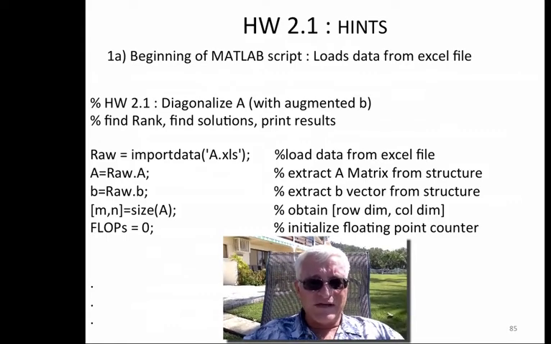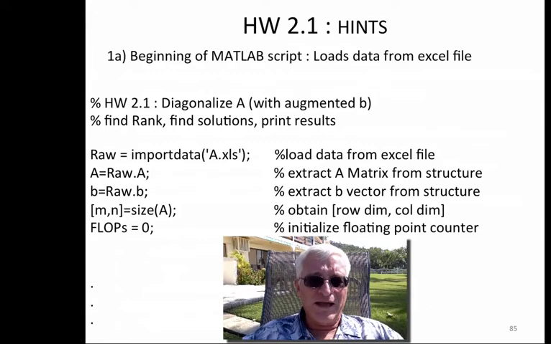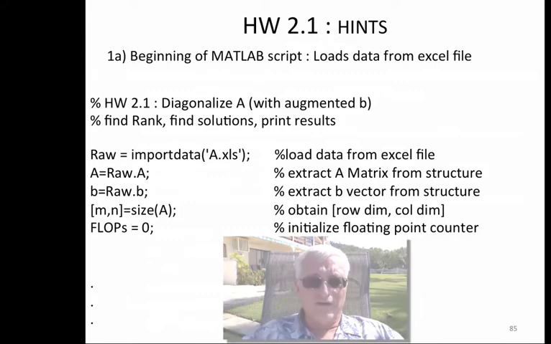Do find out what the size is of matrix A. I've said M and N there, but it better be square because you're going to be solving this thing. And then initialize your flops variable to 0 before you do anything else. Okay, so that is the initial part of the homework submission that you'll be having. And everything else you need to do goes directly below these lines of code that you're looking at.